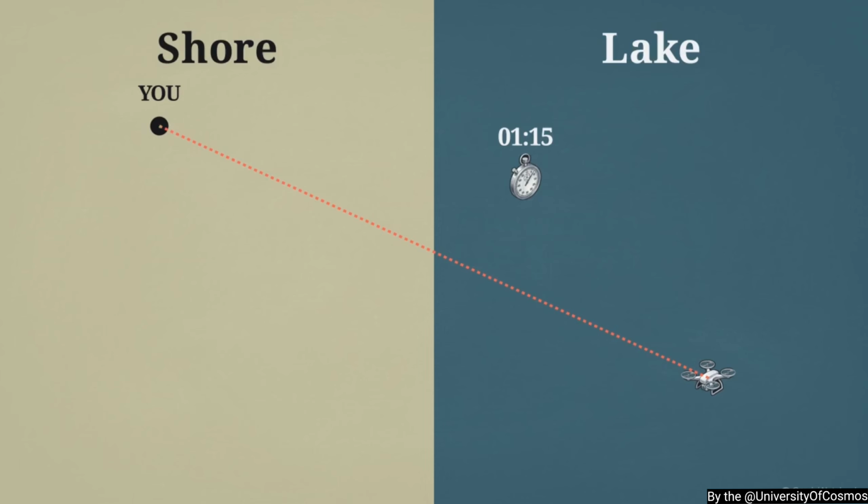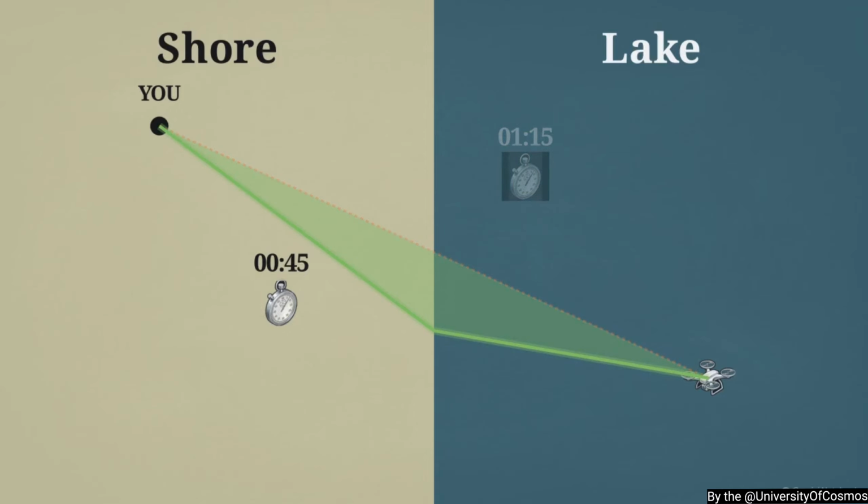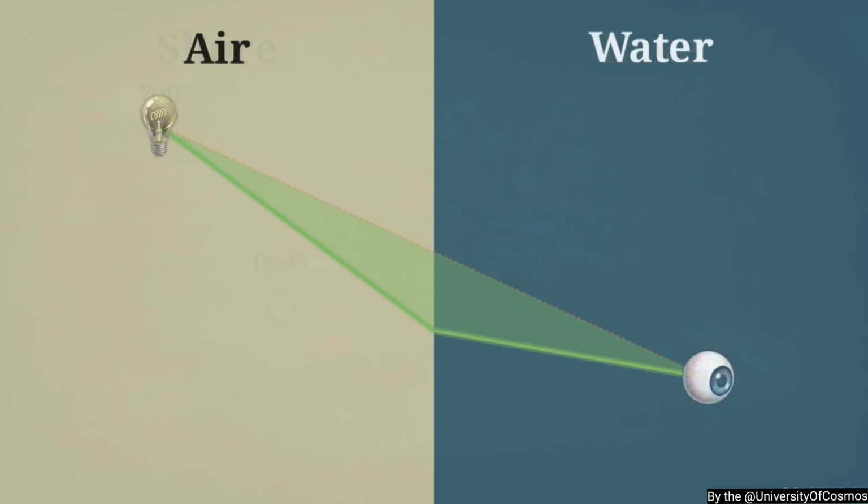To minimize your time in the slow medium, you should run further down the shore, past the straight line point, and then cut sharply into the water. The total distance is longer, but the travel time is shorter. This optimal, bent geometry translates perfectly to optics. Light minimizes its time in the thicker, slower water by bending its trajectory before reaching your eye.